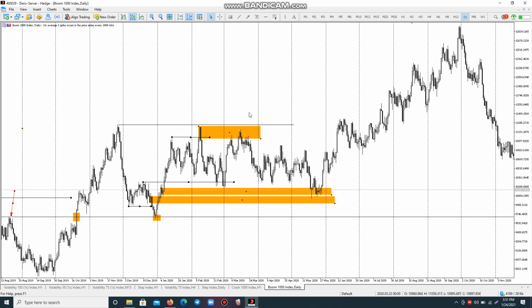After testing this zone, they push to the upside. They return to this candlestick, test this zone, and close up. But they return again to the downside. Here could be a nice entry.